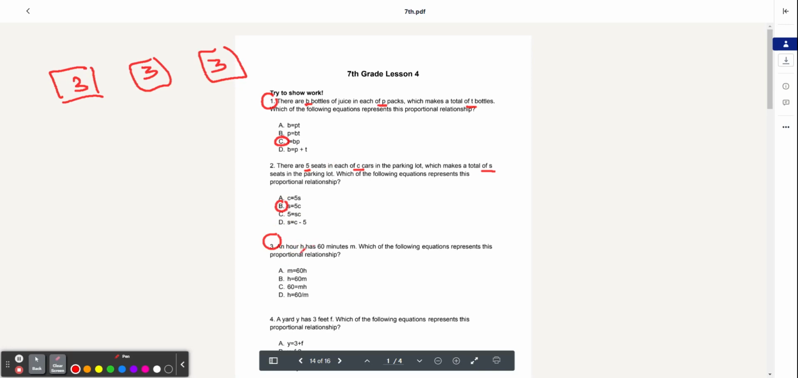3. An hour H has 60 minutes N. Which of the following equations represent this proportional relationship? So let's say H is equal to 2. So there are 2 hours. To get the number of minutes, we're going to have to multiply 2 by 60 because 1 hour has 60 minutes, and that gives us 120 minutes. And which equation shows us that? That is A. 60 times 2 is equal to 120.